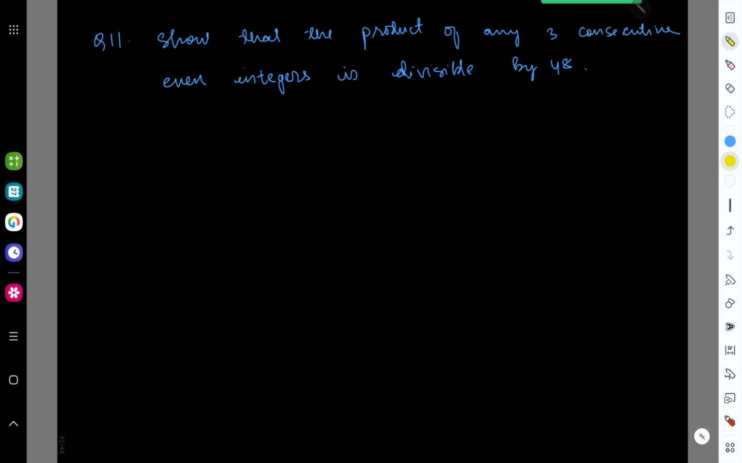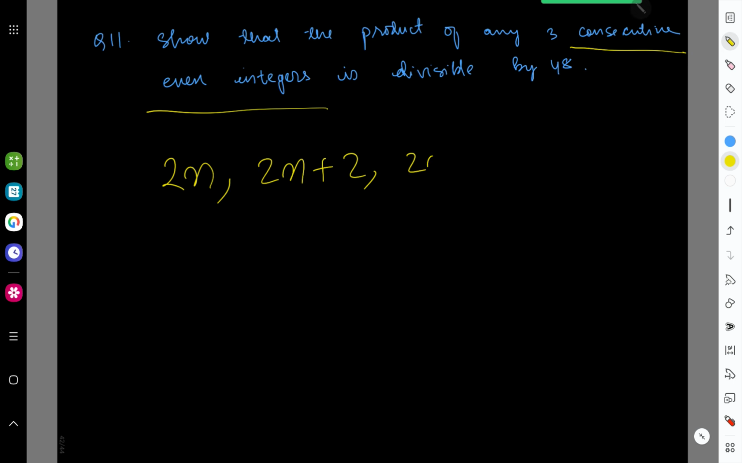Now coming to our last question, question number 11. Show that the product of any 3 consecutive even integers is divisible by 48. So here we are talking about consecutive even integers. That means we will be using this general form. And we are talking about product. That means we will be multiplying these 3 terms.